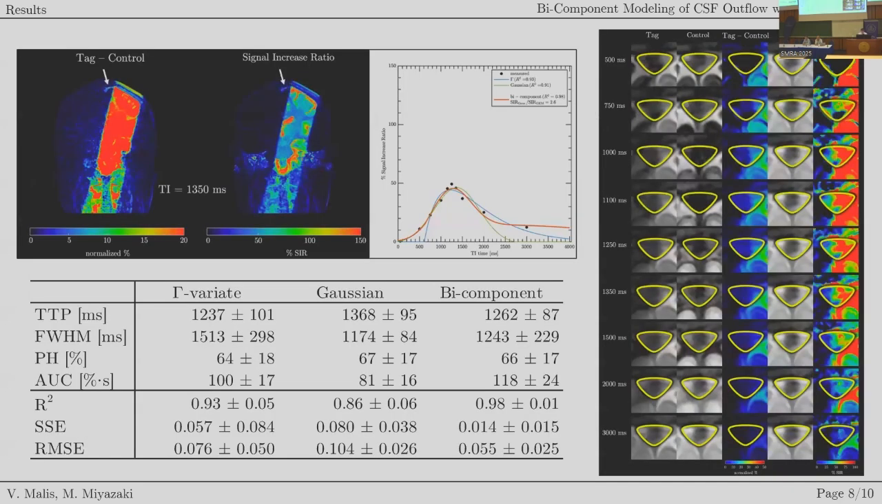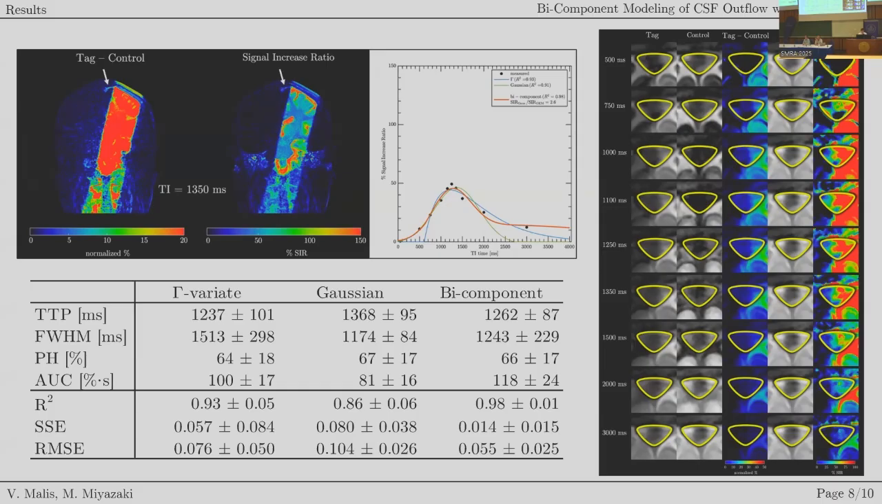Looking now at the color maps, on the top left is the tag minus control image and the signal increase ratio color map. I highlighted here with a white arrow, I hope you can see it, the actual path of the CSF outflow that we can observe. This is for a TI of 1350 milliseconds.